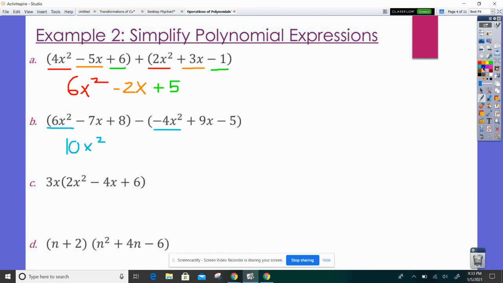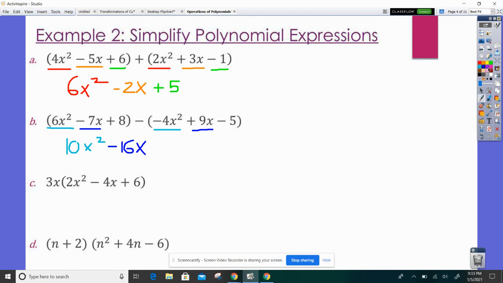Then I'm going to do the same thing with my next term. Okay, so my next one is negative 7x. I can combine that with 9x. So negative 7x minus 9x is a negative 16x.